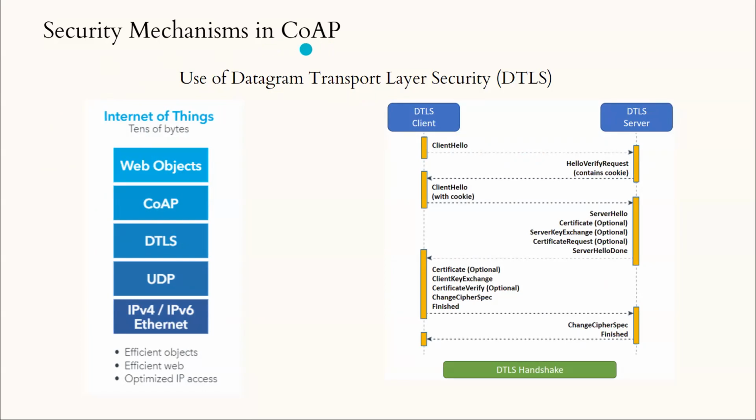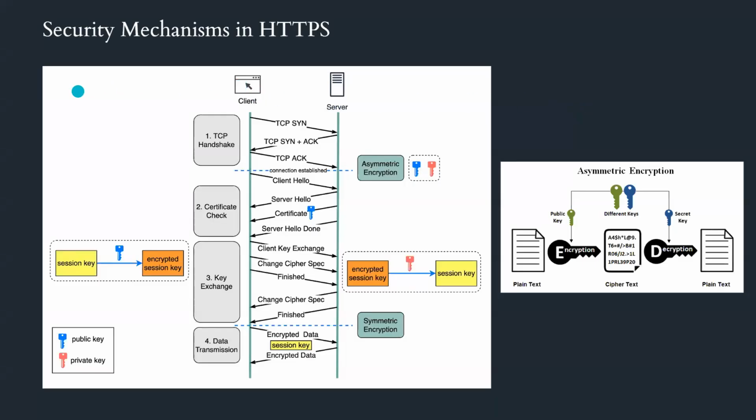The CoAP protocol is based on a similar procedure. The CoAP protocol uses a protocol known as the Datagram Transport Layer Security protocol to ensure its security mechanisms. Just like the HTTP protocol, it has this datagram transport layer security protocol. We need to know that HTTPS is based on the TLS protocol, or transport layer security protocol.